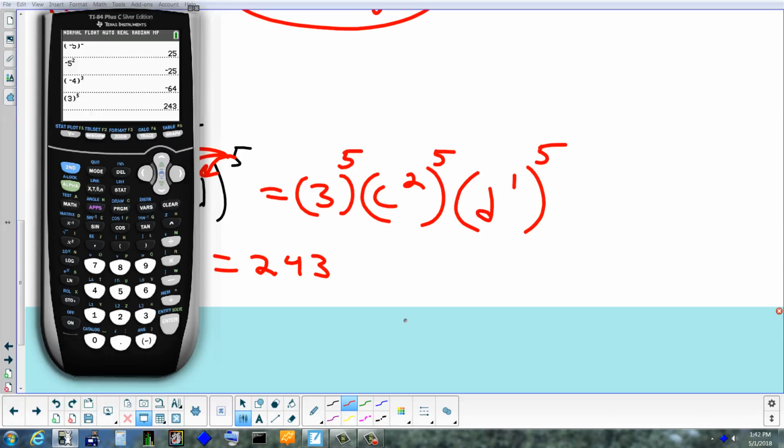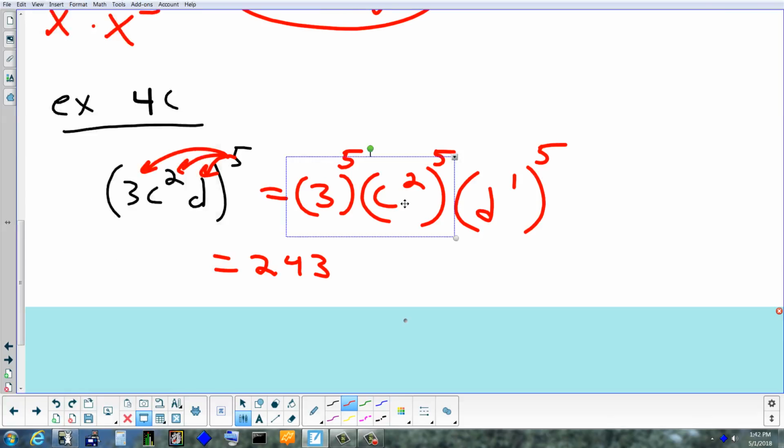How about c squared to the 5th? C to the 10th. Some people right away just put all the ones here, and then think of it as 5 times 1 is 5, 5 times 2 is 10, and then 5 times 1 is 5. So d to the 5th.